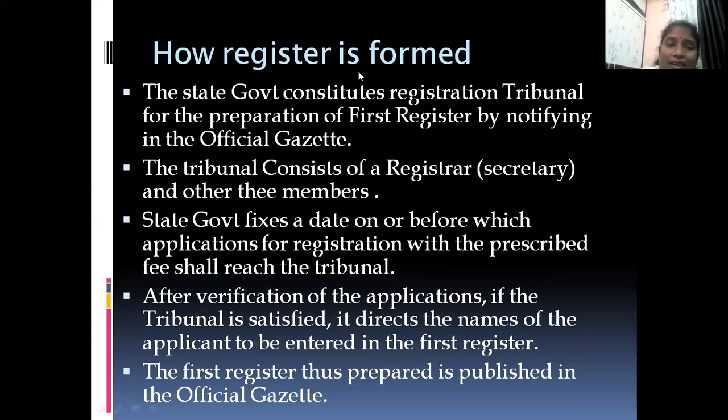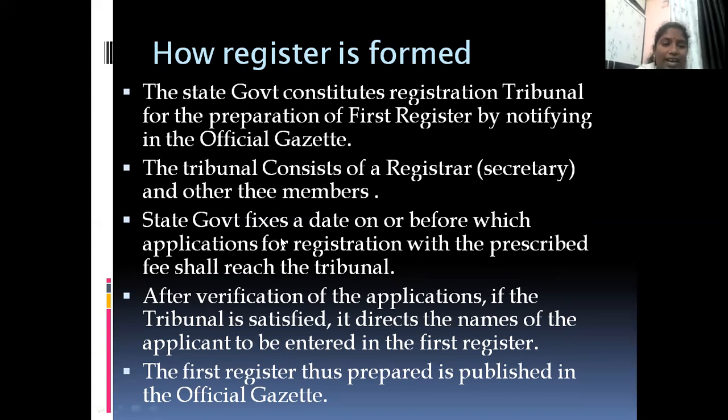So how is the register formed? Who will prepare this first register? The state government constitutes a registration tribunal for the preparation of the first register. Who will prepare the first register means the state government will prepare this first register by notification in the official gazette. So this tribunal consists of a registrar, one secretary, and 3 other members. What they will do means they will prepare this first register.